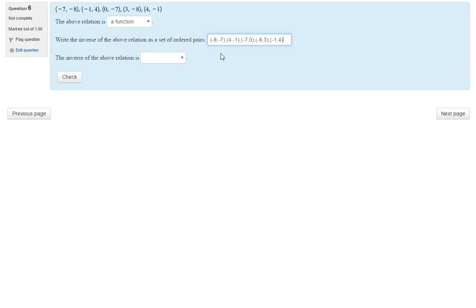So this time it looks like we have overlapping input values. -8 appears twice in our inverse as an input. An input of -8 produces -7, and it also maps to 3, so the inverse is not a function.